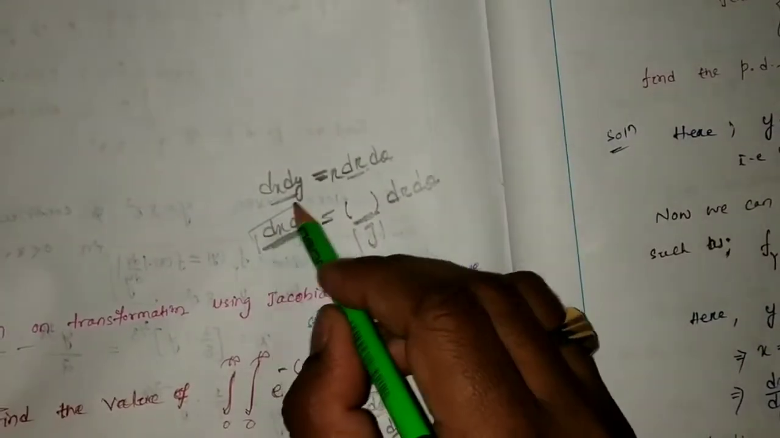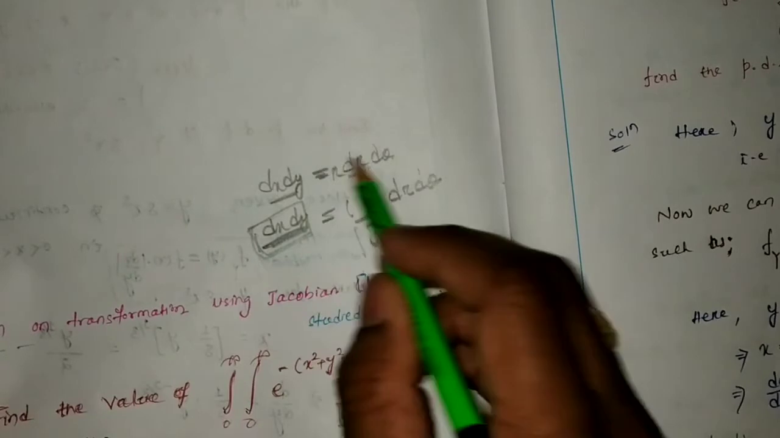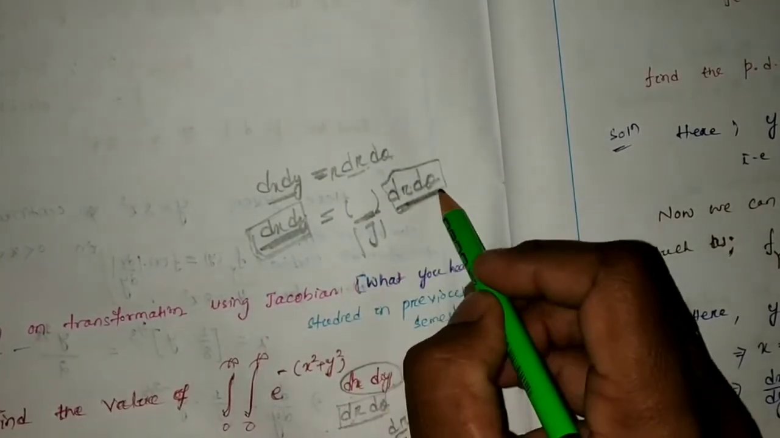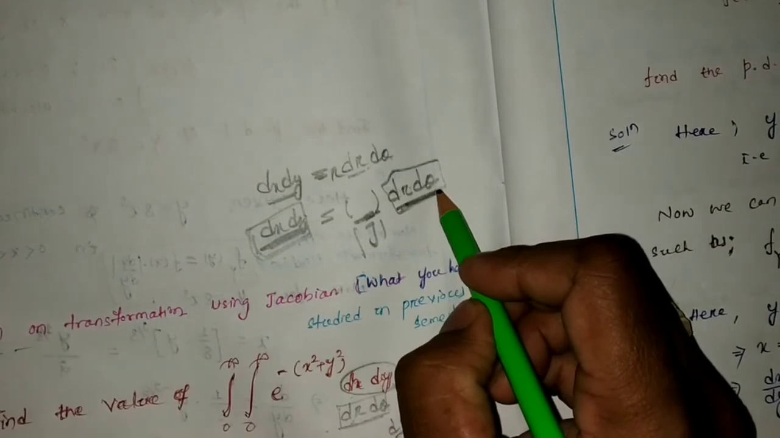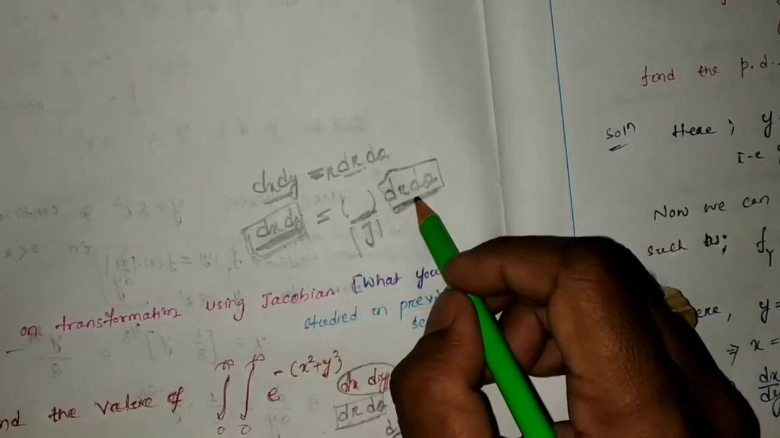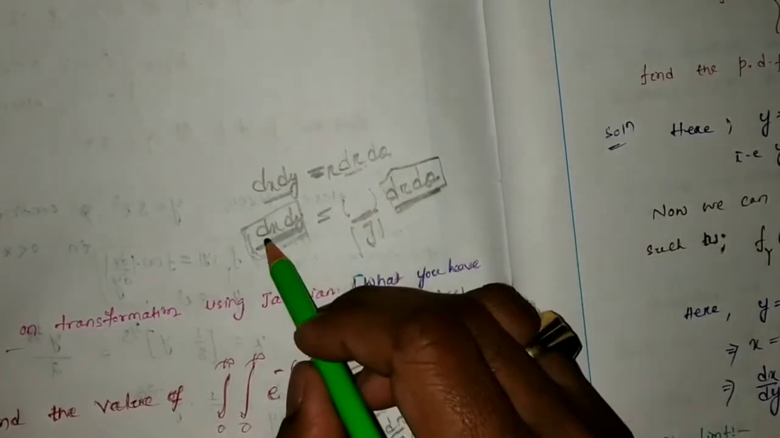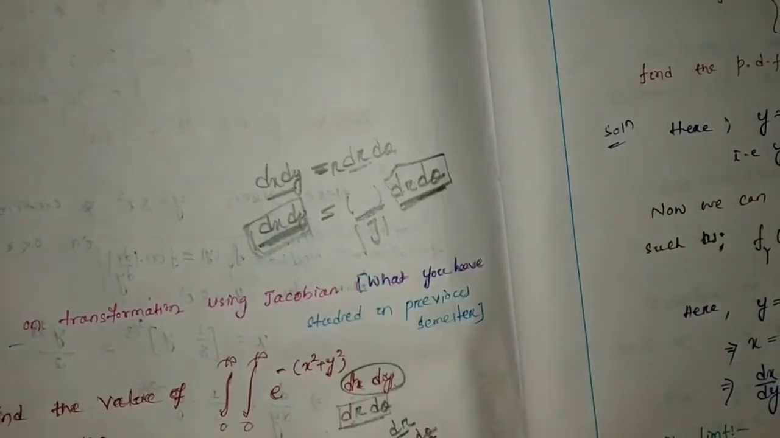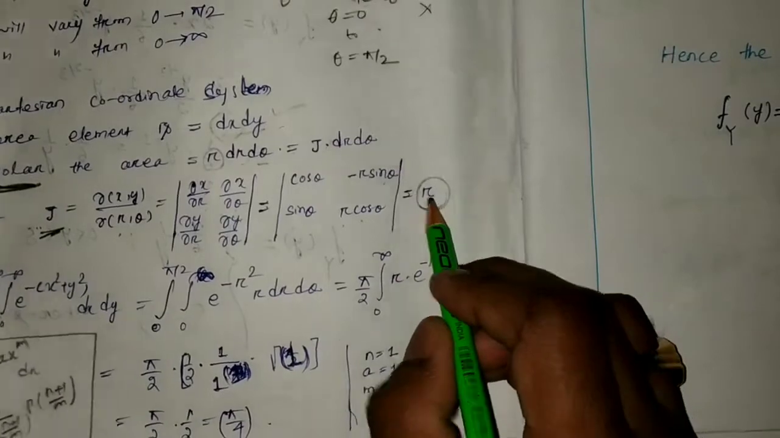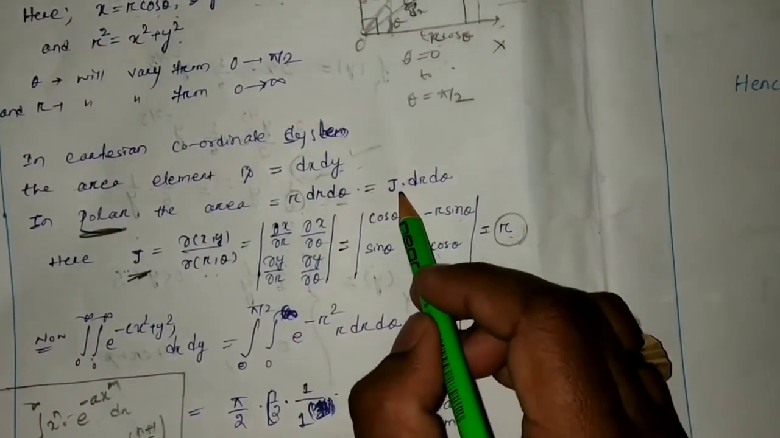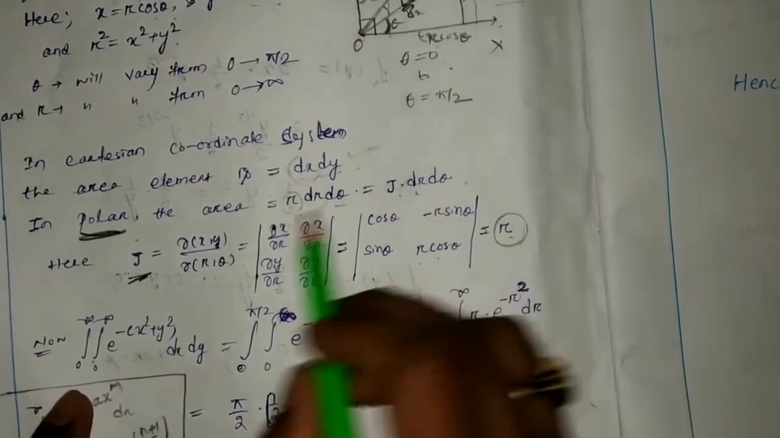So whenever we transform this small element of area to another coordinate system, we simply cannot write the variables. In the Cartesian coordinate system, the variables are x and y, but in the polar coordinate system, instead of dx dy, we cannot simply write dr d theta. We have to multiply by the Jacobian, that is r. So in polar the area will be r dr d theta, nothing but Jacobian into dr d theta, where the Jacobian is r.